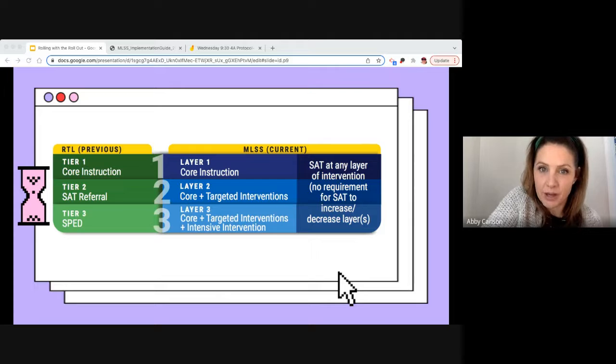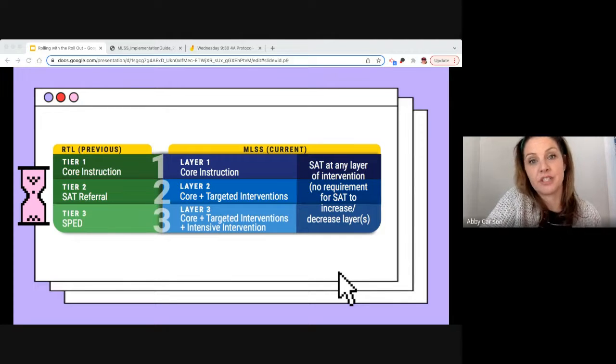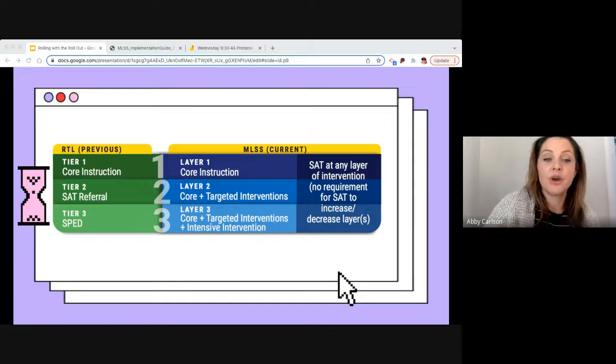In the MLSS model, this is a national shift of intentionality. This is happening across many states to better serve students in an environment that works for their learning needs, their behavioral needs. This is a comprehensive framework that uses increasingly intensive evidence-based academic and behavioral supports that address student needs as evidenced by data. It is important to note that with MLSS, students do not need a referral to SAT for a teacher to increase or decrease the level of intervention. That right there, that might be conflicting with what you know about the previous model.